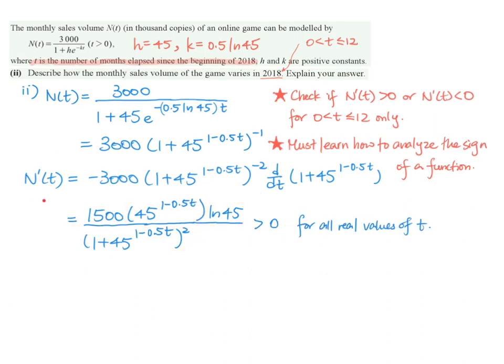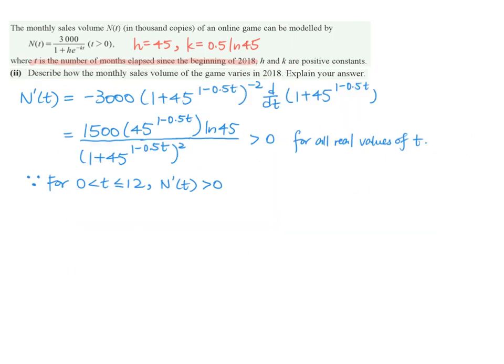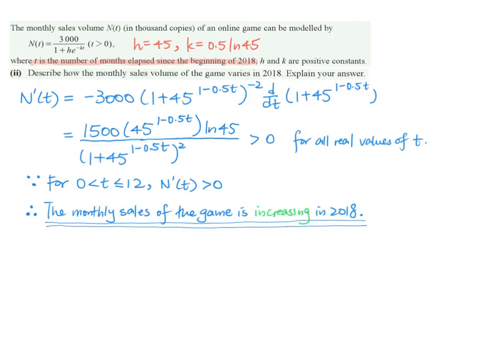In other words, the first derivative is always positive for all real values of t, which of course includes this part, this interval. So I move this up here. And so in 2018, the monthly sales is increasing. And just a recap, the monthly sales of the game, that is talking about the original function n of t right here. Why is this increasing? Because in this period, the first derivative is greater than 0.